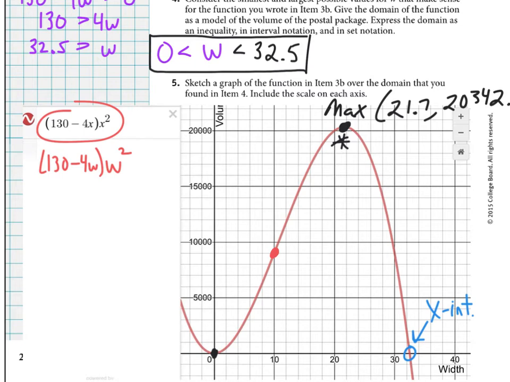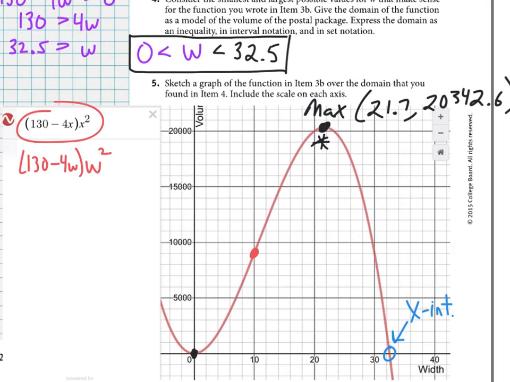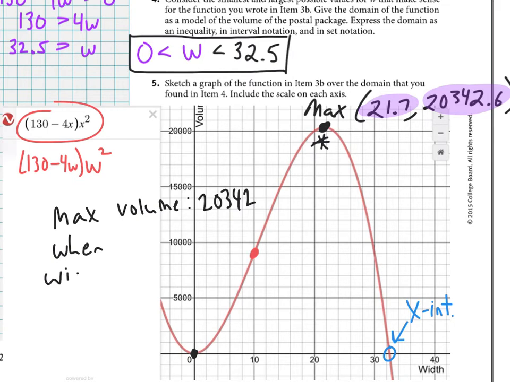When the width was 21.7, the x value is 21.7, that gave us the maximum volume. I got these coordinates from Desmos, I clicked on the graph. The maximum possible volume was 20,342. Let me just write some of this down: the max possible volume is 20,342. That occurs when the width, the x value, is 21.7 inches.